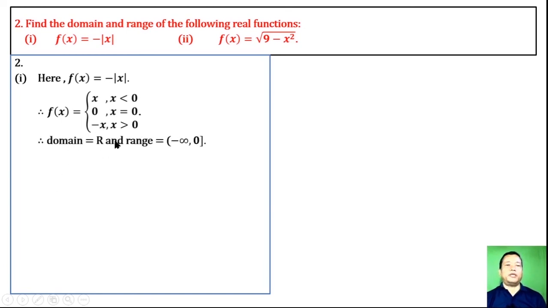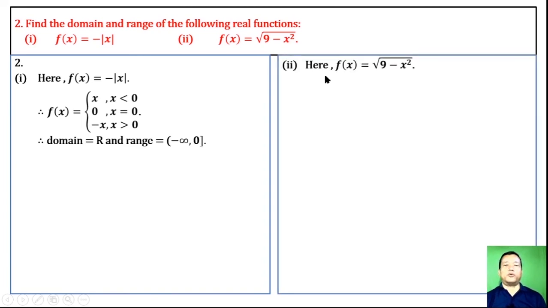Its domain is: x can take any negative real number, 0, or any positive real number, therefore the domain is R. And the range is what? The modulus of any real number multiplied by minus gives a negative number or 0, so the range is up to 0, which is the interval (minus infinity, 0].